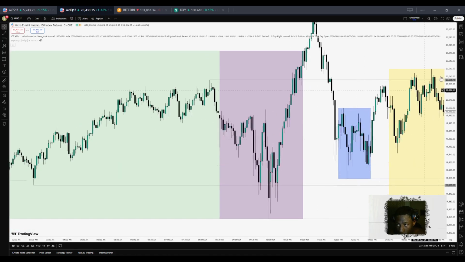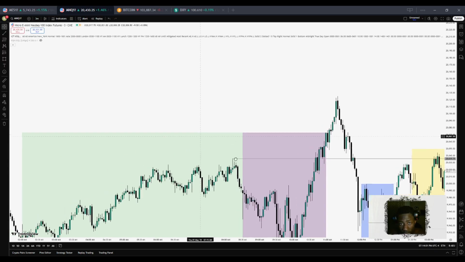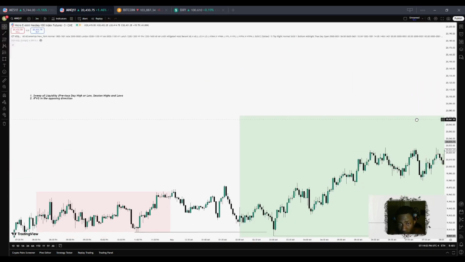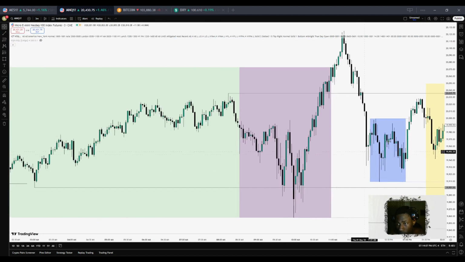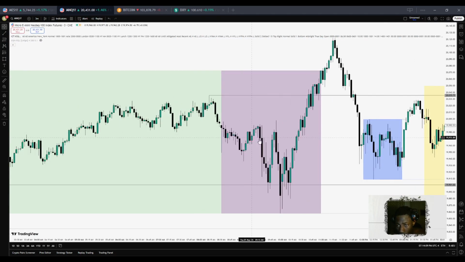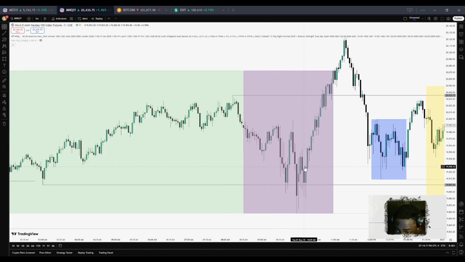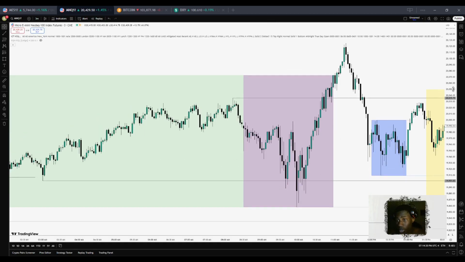Like I said, the second checklist is gonna be IFVGs. So IFVGs to the opposite direction. So in this price action, you can see there's no fair value gap there. That's just some random wicks. So you're gonna have to wait for the entry model to present itself. You just don't take trades off.